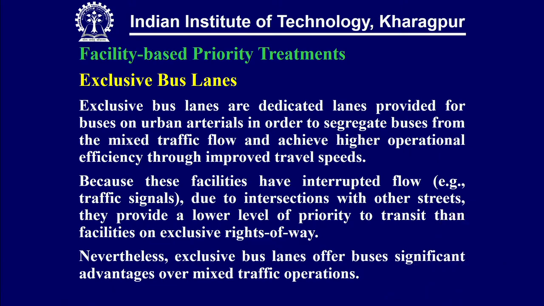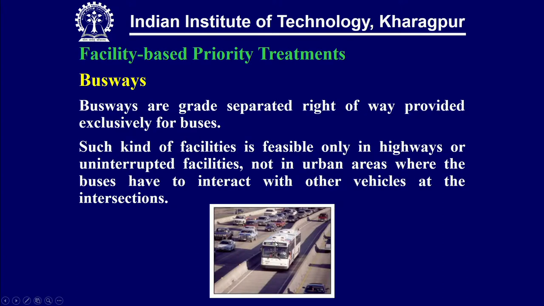So, the next form is the exclusive bus lane. It is not a completely grade separated, physically separate facility, but a dedicated lane provided for buses on urban arterials in order to segregate buses from the other mixed traffic. So, a separate, designated, demarcated lane for buses. Because these facilities have interrupted flow, that means the signals will still come and at-grade crossings will be there, due to intersection with other streets, the overall level of service or quality of service could be lower as compared to the busways.